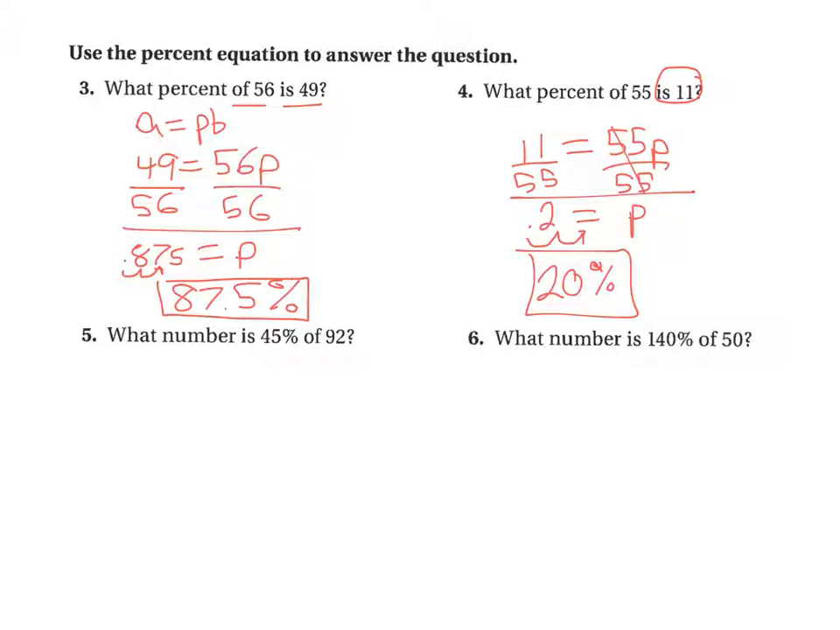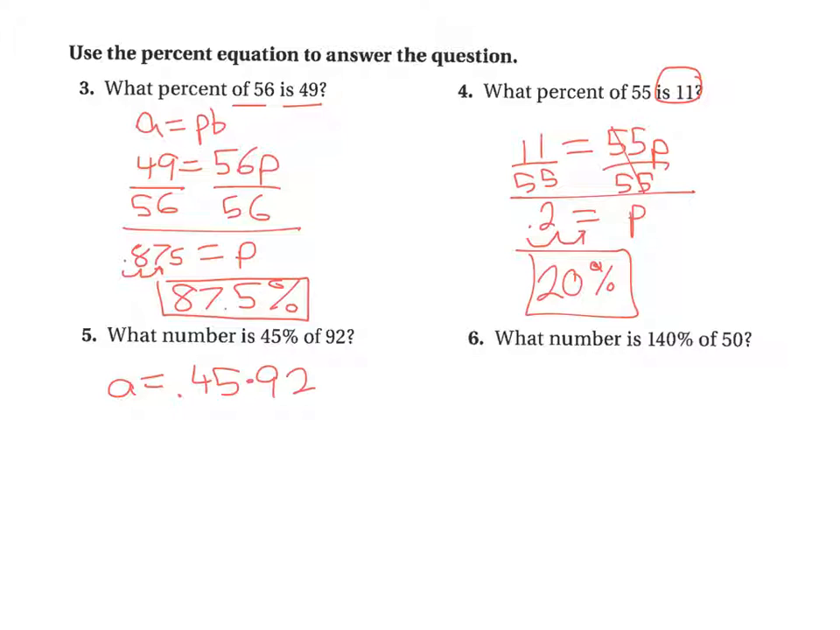In examples 5 and 6, we're actually looking for something else. What number is 45% of 92? A equals 0.45 times 92. We know the percent here. The percent is 45, but remember we have to write that as a decimal. So we move that decimal 2 places to the left now to make it a decimal.